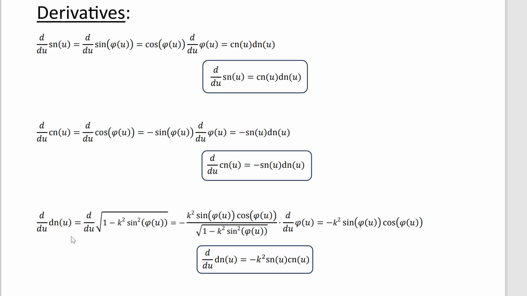Then the derivative of dn u, if you take the derivative of this, it's to the 1/2 power, multiply by 1/2. The whole thing's to the negative 1/2, so it's in the denominator. Then times the derivative of what's inside will give you a 2, which will cancel the 2, but I've got a minus k squared, sine phi, cosine phi, derivative of phi. But the derivative of phi is dn u, which is this denominator anyway, so then they cancel and you're just left with that. So there's the derivatives.